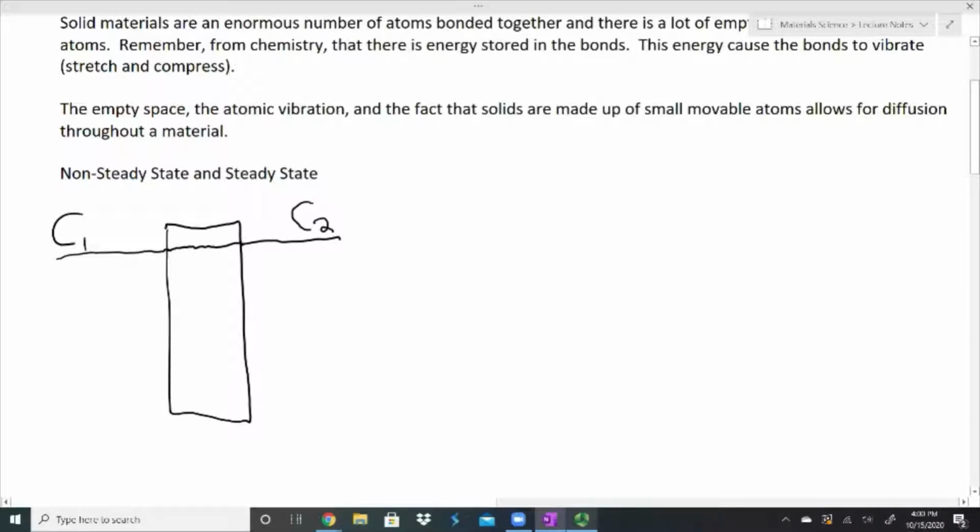Whatever this is, let's say that this is hydrogen gas on both sides. Both sides have a high concentration of hydrogen gas. They both have the same, which means there's going to be some hydrogen gas inside my material that's separating them.